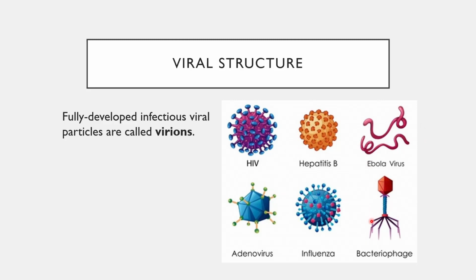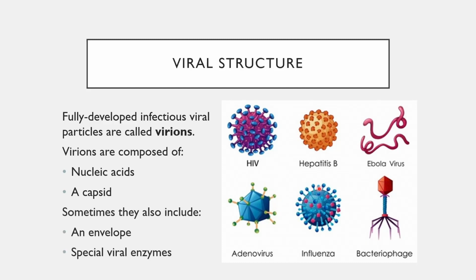However, regardless of the type of virus and the disease that it causes, they all have the same basic structural components. They are composed of nucleic acids surrounded by a protein capsid, and sometimes they can also include an envelope and special viral enzymes, although these last two components are not found in all viruses, only in some of them. So let's take a look at each of these components one by one in a little bit more detail.